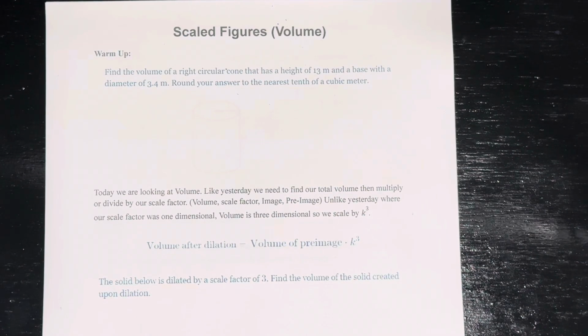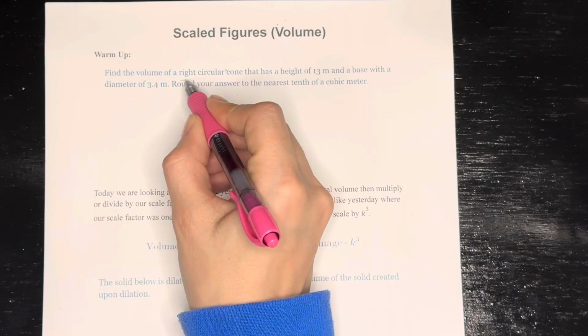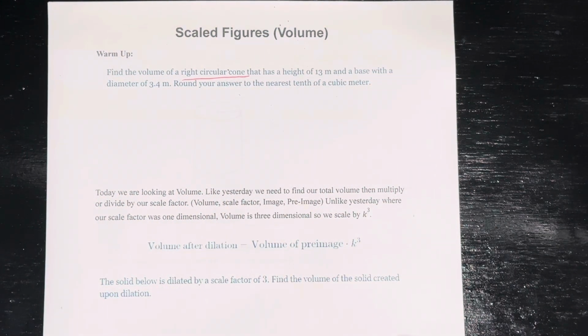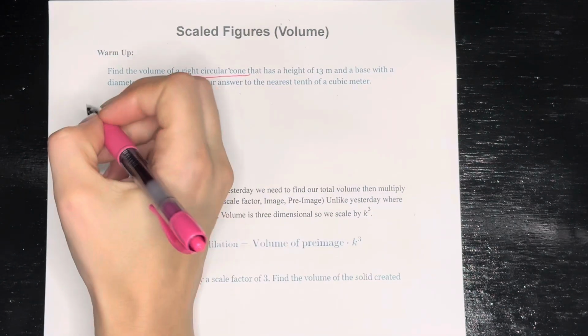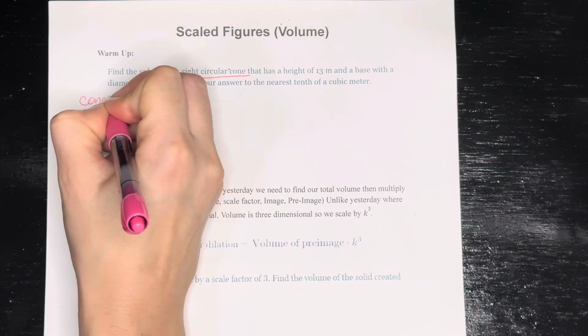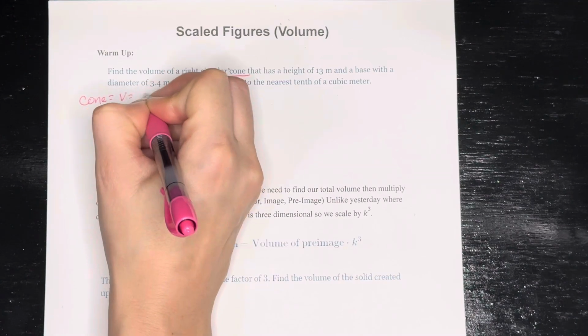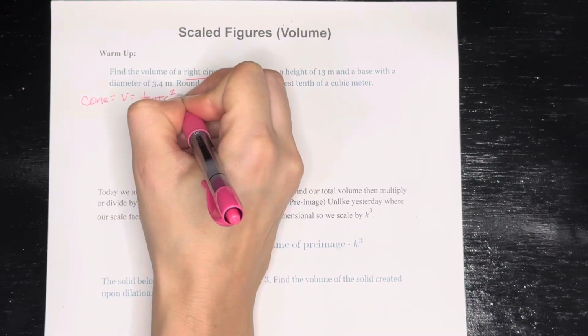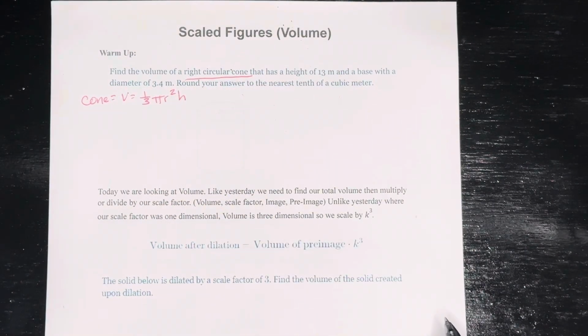So this is from our lesson from Monday. Finding the volume of a right cylinder cone. Okay, so we would need to find the equation for a cone, which is volume equals 1/3 times pi r squared times height.